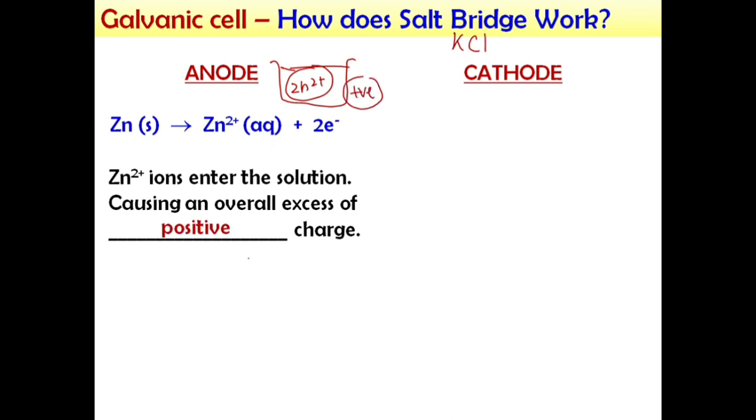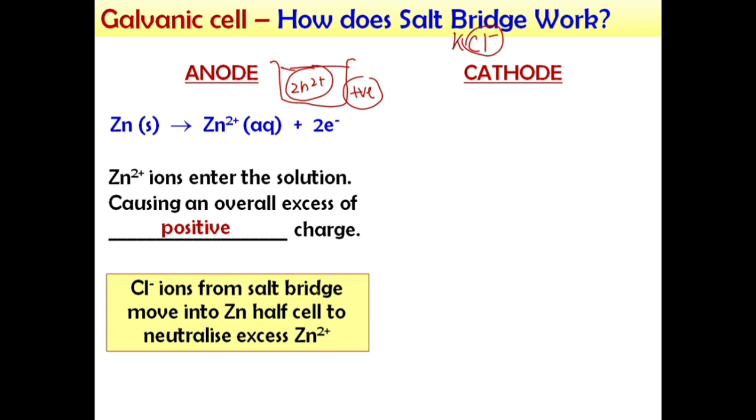Jadi, untuk neutralizekan balik positive charge ini, okay, mana satu ion daripada salt bridge yang akan terlibat? Cl- ion. So, negative will neutralize the positive charge. So, Cl- ion from the salt bridge will move into zinc half cell and neutralize the excess positive charge ion.